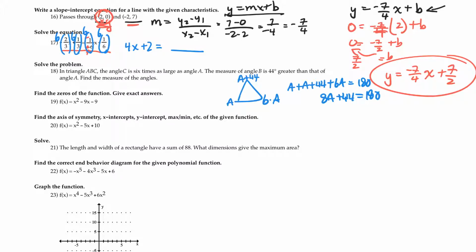Next question, 18. Find the zeros of the function. To do that, I'd either factor, or if you can't factor, then you have to use the quadratic formula. Negative b plus or minus the square root of b squared minus 4ac, all over 2a. And a would be 1, b would be a negative 9, c would be a negative 9. Plug them in and see what you come up with.